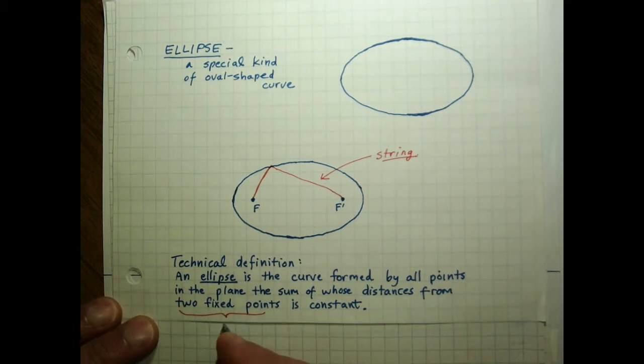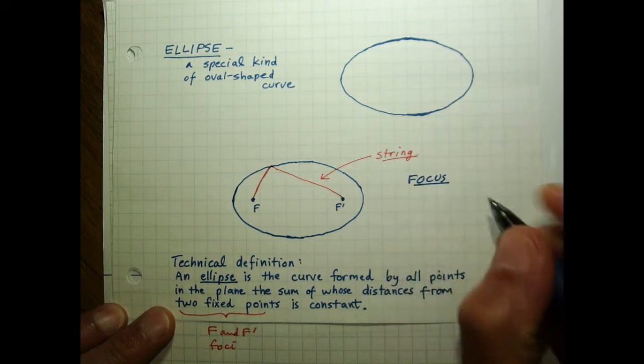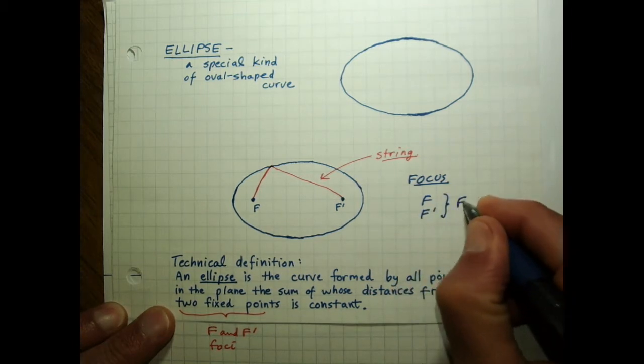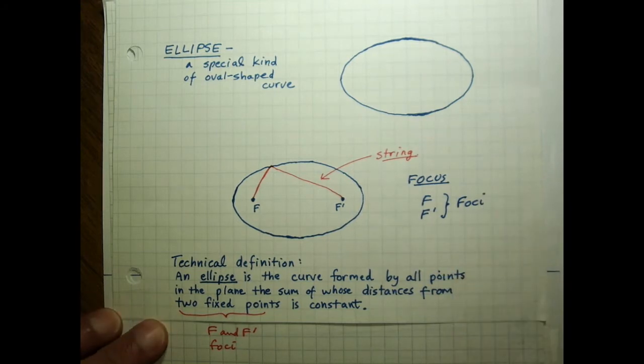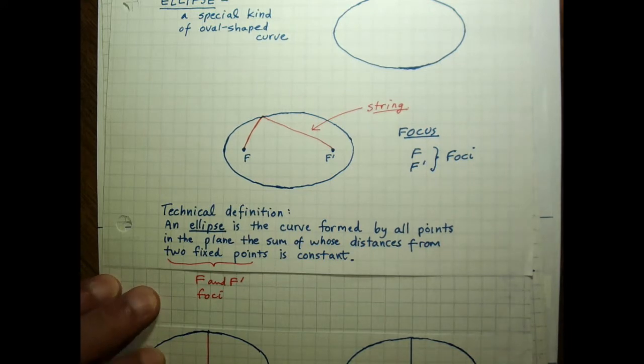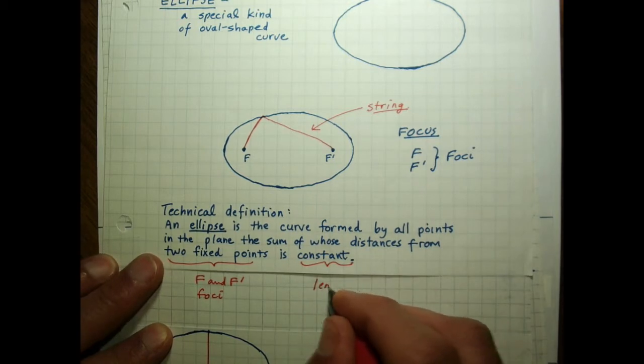The two fixed points are the F and the F prime point. I call those the foci. Foci is plural, so the singular is focus, and F stands for focus. And so our F and our F prime, since we have two of them, we call those two foci. All right. So the two fixed points are the two foci, and the constant that we're talking about here, think of that as the length of the string.